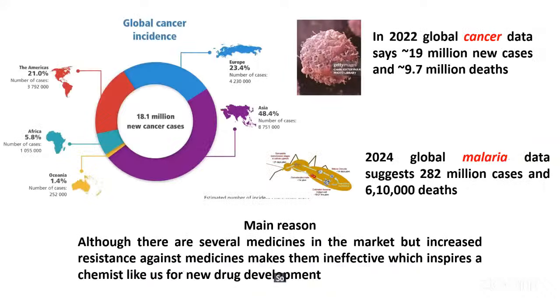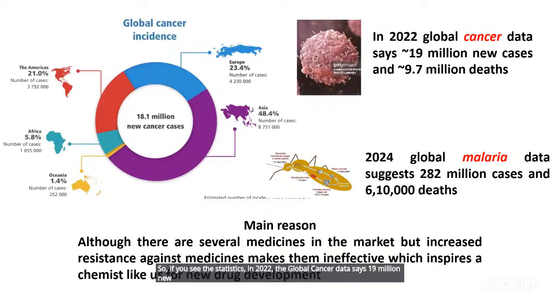If we see the statistics in 2022, the global cancer data says 19 million new cases and around 10 million deaths due to cancer. In 2024, the global malaria data suggests 282 million cases with 610,000 deaths. Most of these cases and deaths are very common in African countries, where those countries are very poor and they don't get proper medication.